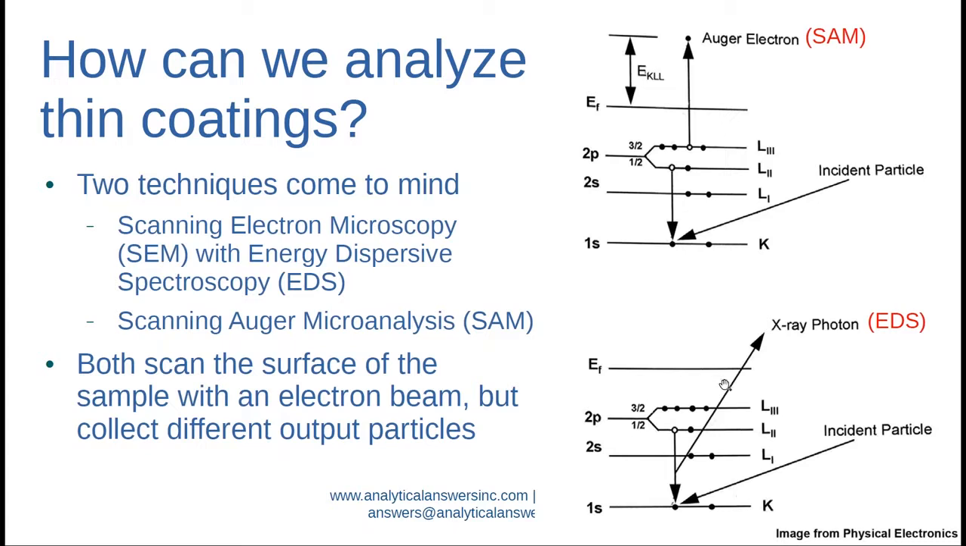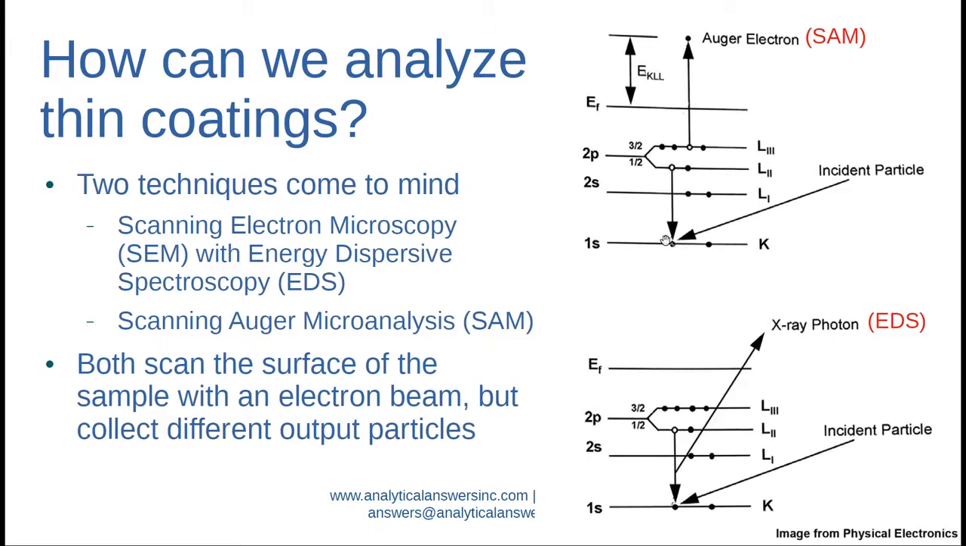So in the bottom picture here, what happens is the incident particle is your electron from your beam. It hits this core level electron and ejects it, leaving a vacancy. And then an electron from an upper energy level drops down to fill that gap. And that energy difference between those levels has to be given up by the atom. And in this case, it gives up an X-ray photon. And that's what we measure when we do EDS.